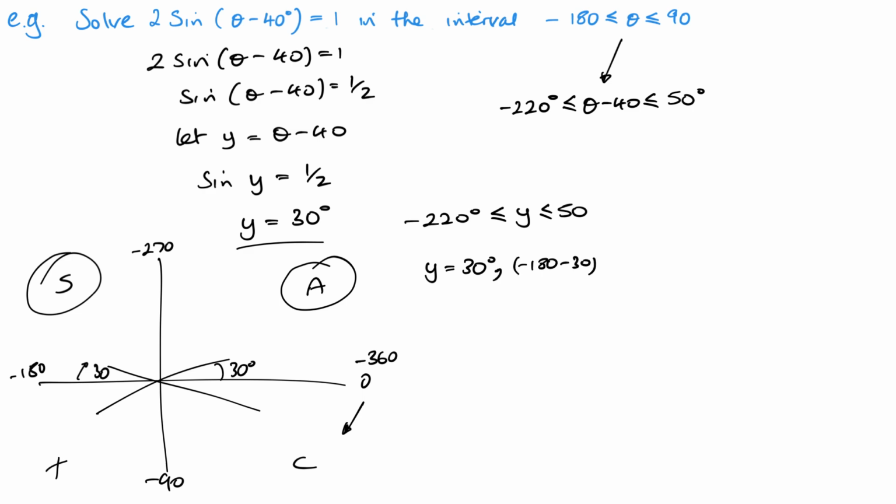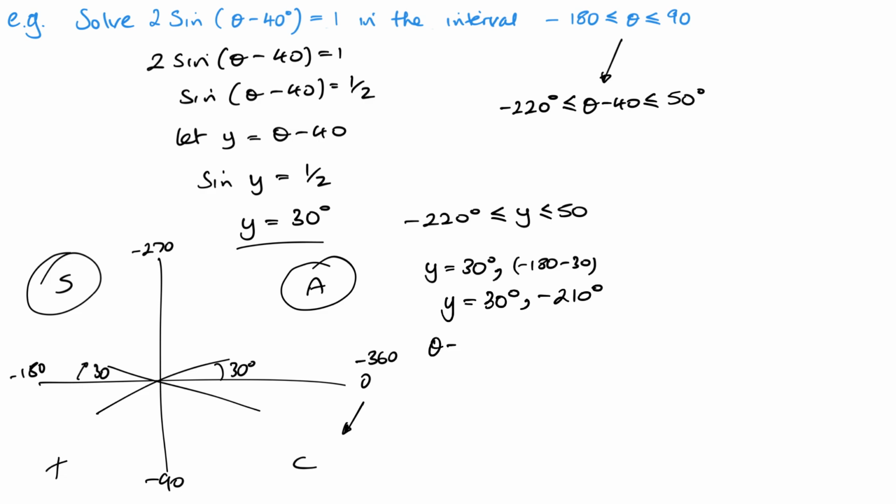Okay, if I carry on going, once I hit this, that's minus 270, which is then already past my range. Okay, so this one is hopefully just within my range. Minus 180 minus 30 will be minus 210, which is in my range. So here are my values for y, 30 degrees and minus 210 degrees.